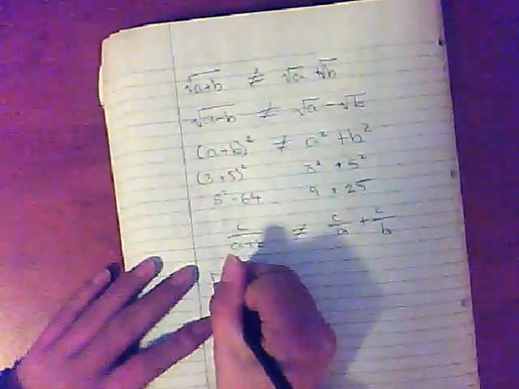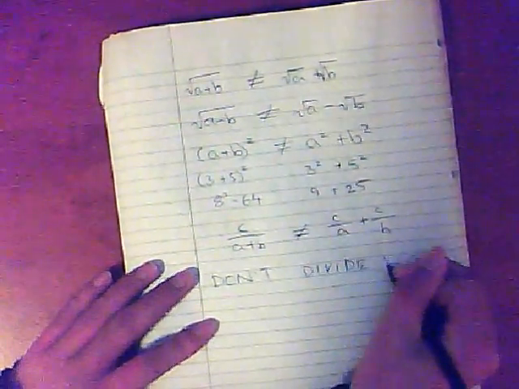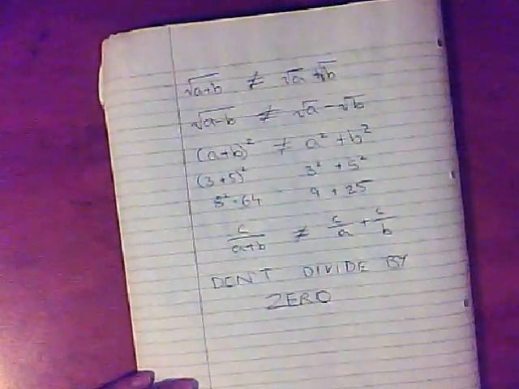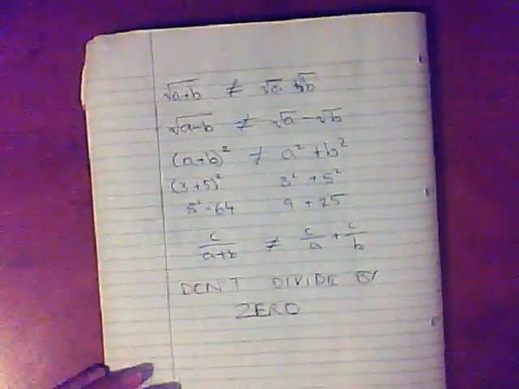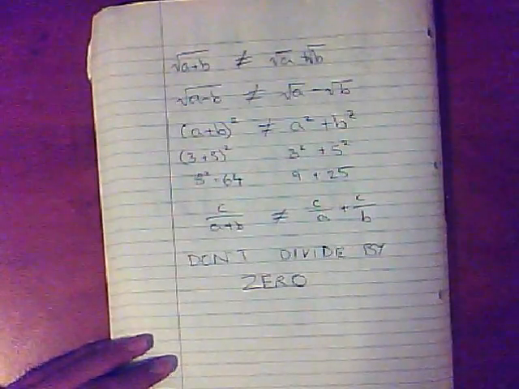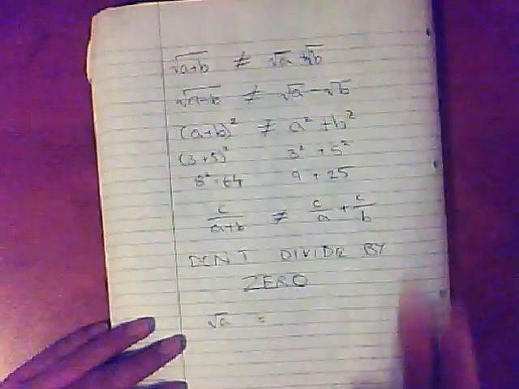And the last thing is, don't divide by 0. You know, you cannot divide by 0. If you divide by 0, it's wrong. And also remember this. This isn't really a do or don't, but remember that the square root of a number has always got two answers.